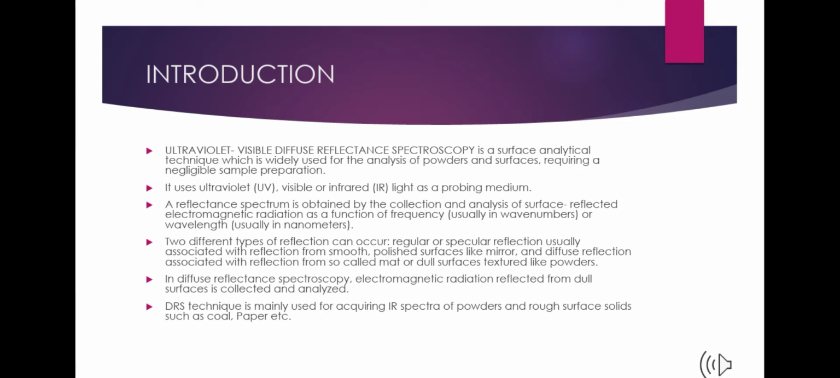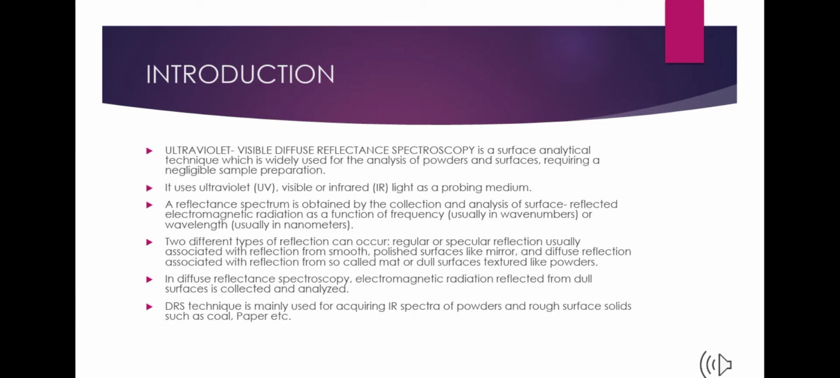A reflectance spectrum is obtained by the collection and analysis of surface reflected electromagnetic radiation as a function of frequency, which is usually in wavenumber, centimeter inverse, or wavelength, which is in nanometer.